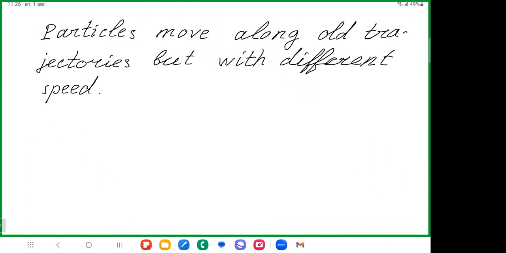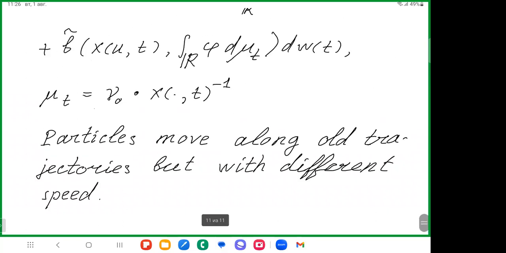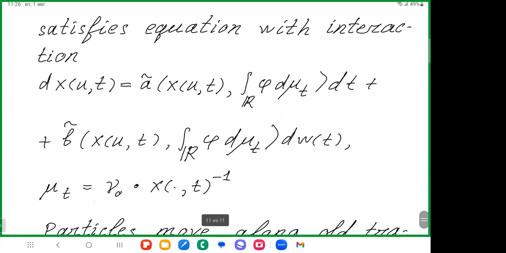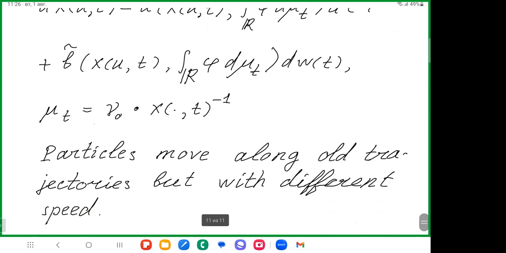Would you please show the last equation with interaction, which was in the example? Here it is. Okay, thank you. And as I said, it is unnatural. It is artificial, of course. It is just to show you how the interaction can occur. So the last sentence is: particles move along all trajectories, but with different speed. Yeah, we just change the speed.